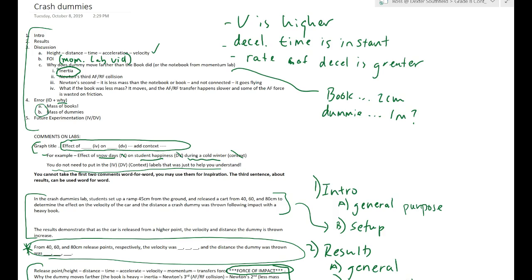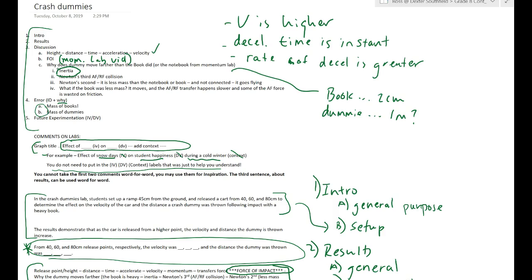So that really heavy book is really hard to get moving, which is why it only moves 2 centimeters. But that really light dummy that's already traveling down the track really fast is going to continue moving really fast and is going to fly really quickly because it has all of that inertia from all of its motion. Also, is there any force of impact directly tied to the dummy?